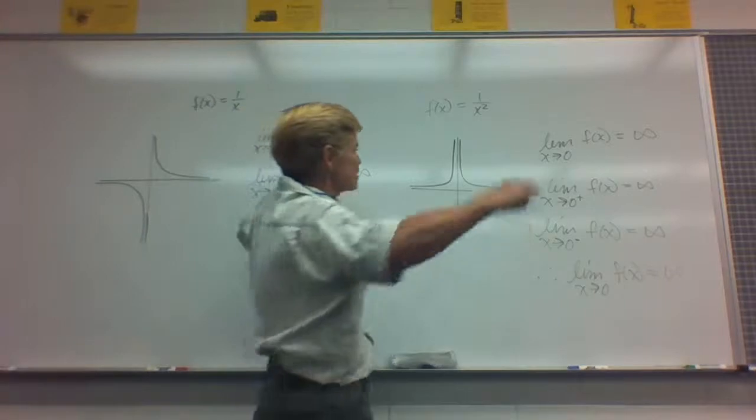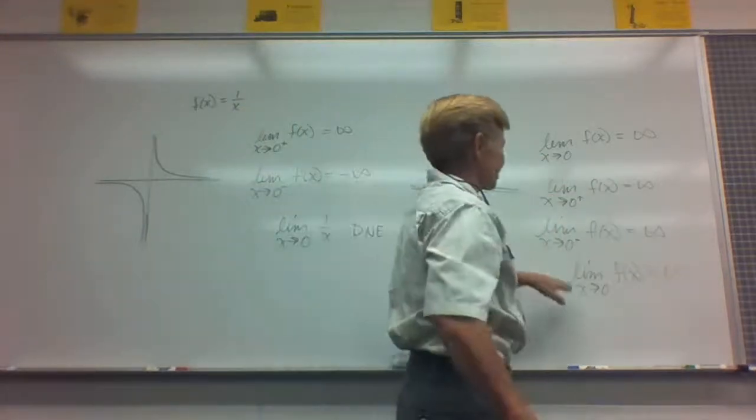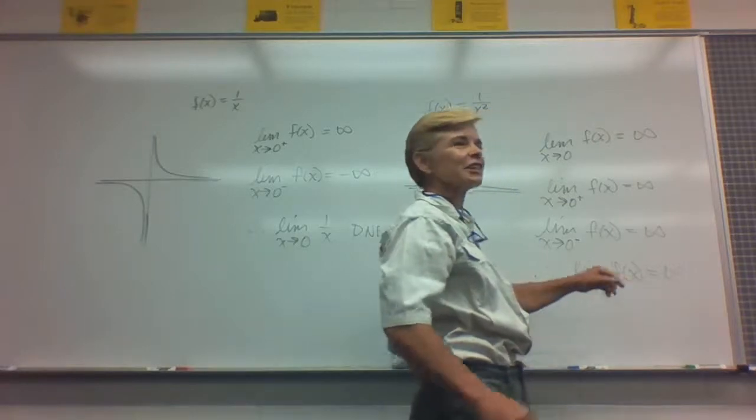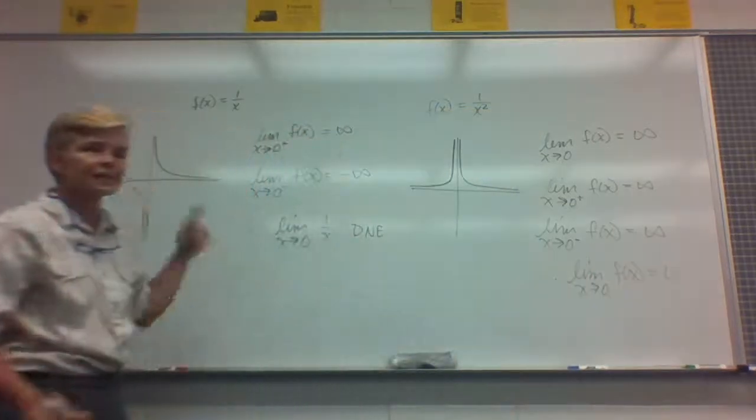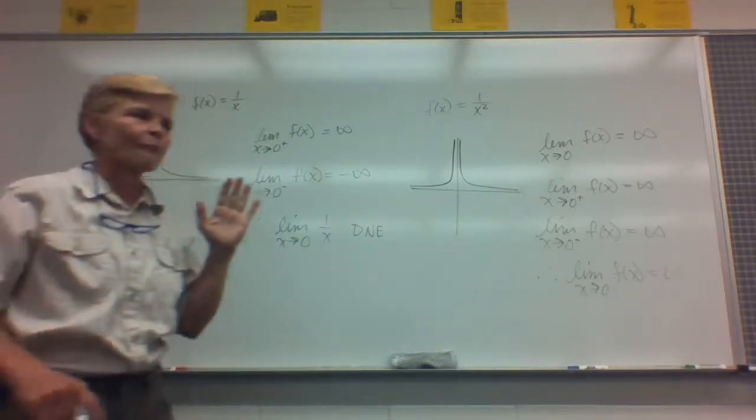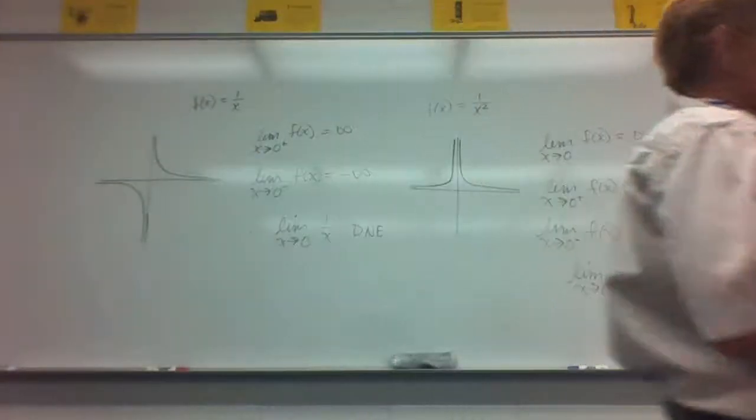Yep. So since these are both going up as you go to 0, the limit does exist at 0 from the right and the left because it's heading towards the same thing. This one doesn't because it's heading in different directions. One's going up, one's going down. See the difference? These are all very subtle, interesting things.